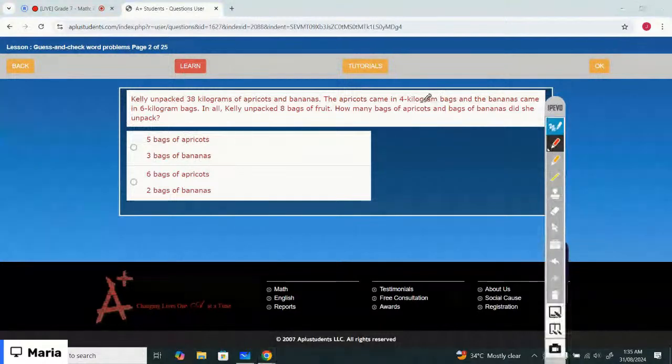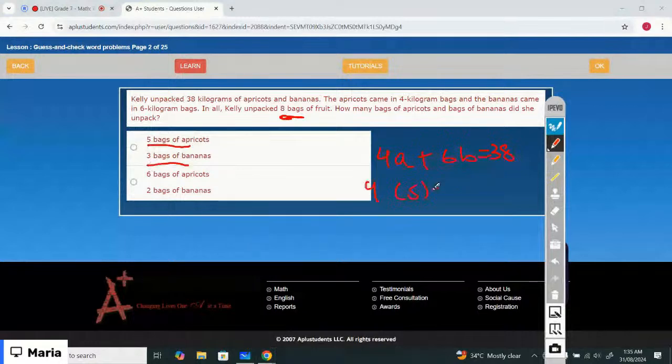Apricot has 4 kilograms bag and banana comes in 6 kilogram bag, right? She has to unpack 8 bags and the total is 38 kilograms, right? So 8 bags. You are given 2 options. Let's just check if you have 5 bags of apricot and 3 bags of banana.